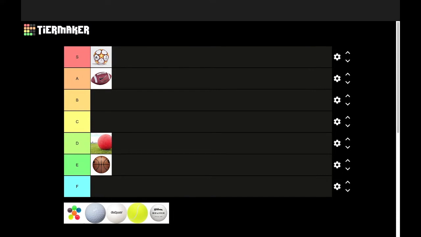But I still feel like the football is better just because it has that perfect middle ground in terms of mass. So, looking at that logic, the Canadian pigskin should be very close to the soccer ball. So it should be one tier down, but no less. So I feel it should be an A tier ball.